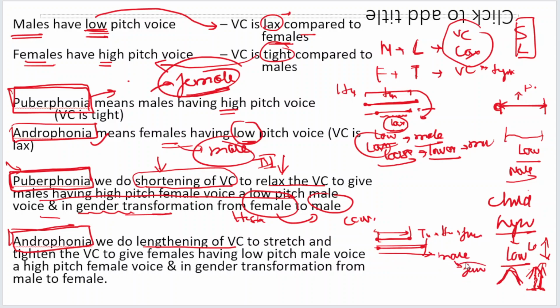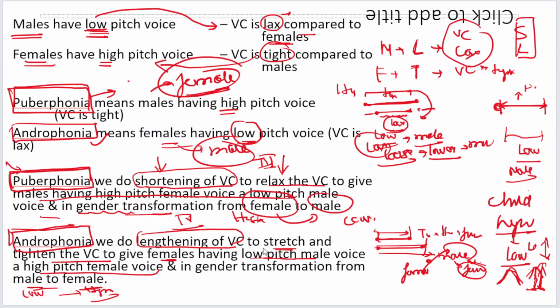So when do we do that? Females, initially females, they were having a male voice, now we convert it to a female voice. Or also in gender transformation from male to female. Male voice, he was having a low pitch voice, but you want a high pitch voice. Okay, so in androphonia, we do lengthening of the vocal cord. Lengthening of the vocal cord is type 4 thyroplasty, where you stretch and tighten the vocal cord to give females having a low pitch male voice a high pitch female voice. So you are converting low pitch to a high pitch, from a male voice to a female voice.